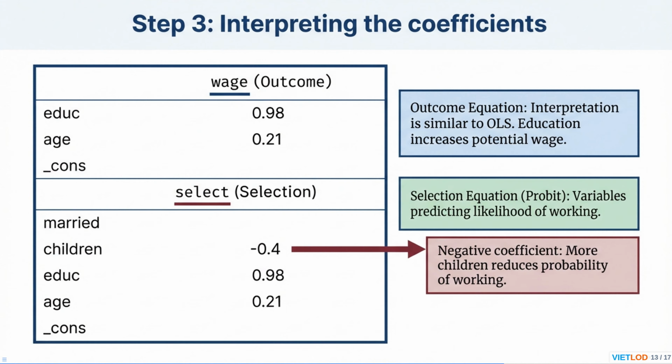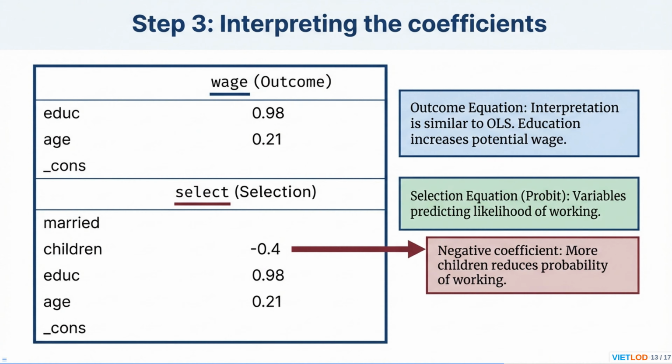Now that the Heckman model has been estimated, let's interpret the coefficients. The output is clearly divided into two panels. The top panel, labeled Wage Outcome, displays the coefficients for our main outcome equation. These coefficients are interpreted much like standard OLS results. For instance, the positive coefficient of 0.98 for Ed suggests that each additional year of education is associated with an increase in the potential wage.